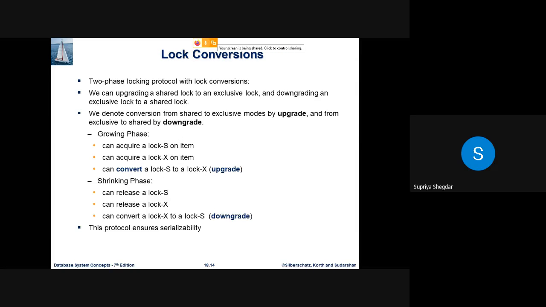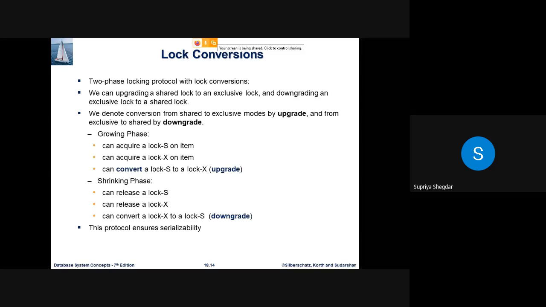Then one sub point in the two-phase locking is the lock conversion. Lock conversion means what? If a shared mode lock is there, then we can convert it to the exclusive mode lock. And if the exclusive mode lock is there, then we can convert it to the shared mode lock. It is nothing but the lock conversion.